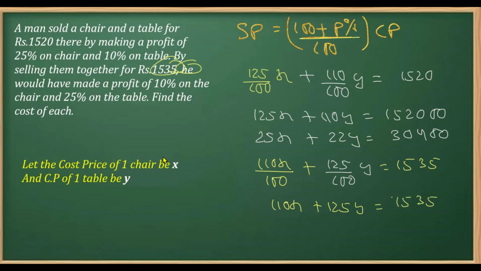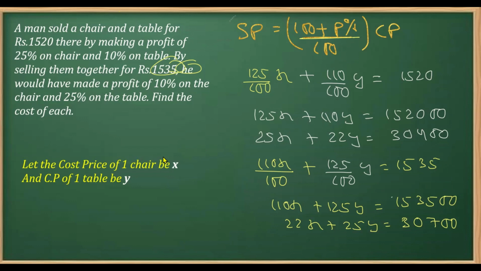Now I can take 5 common over here. Taking 5 common, you are going to get 22X plus 25Y, and this is 00. I missed it, so this time I'll be dividing by 5: 153500 divided by 5 gives 30700. So I took 5 common and divided by 5 on the other side, and this gives the second relation.